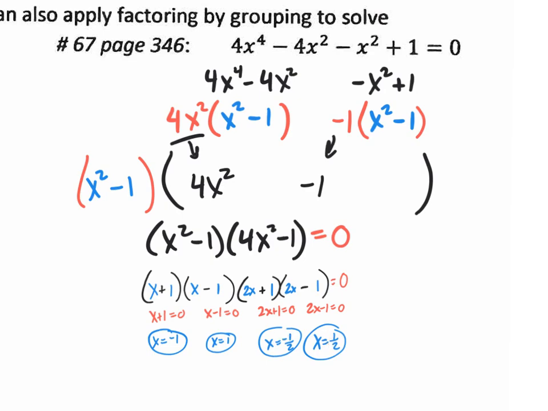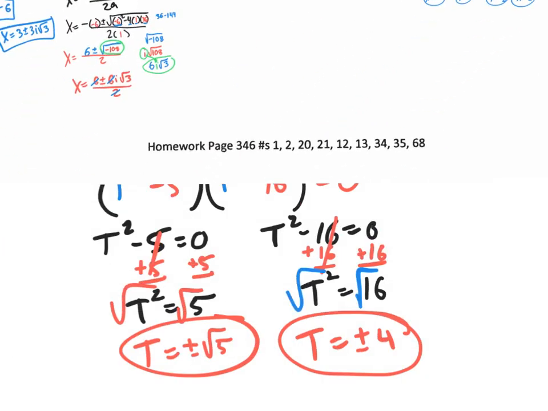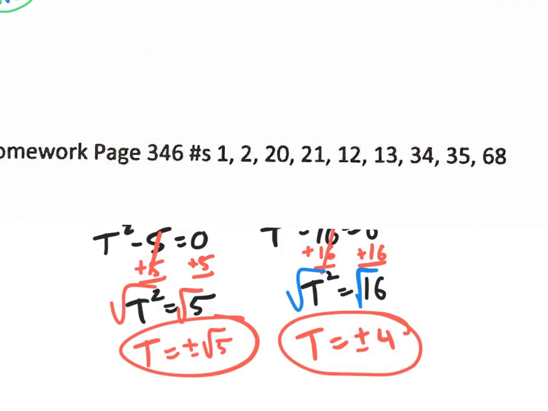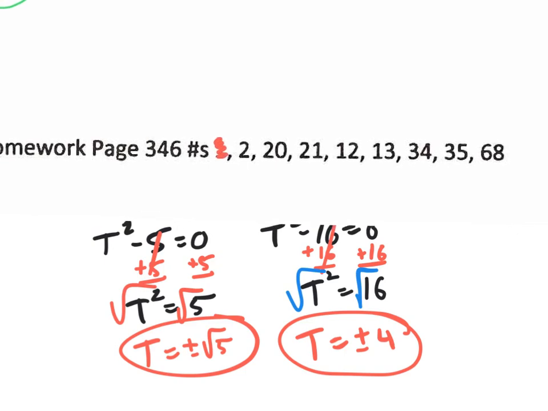And that's about it. Ladies and gentlemen, our homework assignment is going to be from page 346. Let's actually skip 1 and 2. Those are factoring by grouping, and they're huge. So let's skip those. I didn't see that on the final coming up. So let's just do 20, 21, 12, 13, 34, 35, and 68. And once again, the answers are on the wall. They'll be posted to Edmodo, the solutions. And whatever solutions are missing, we probably did them on this video in this class.